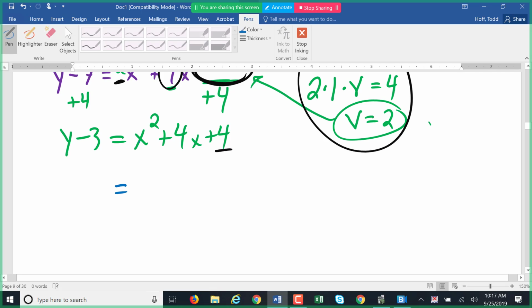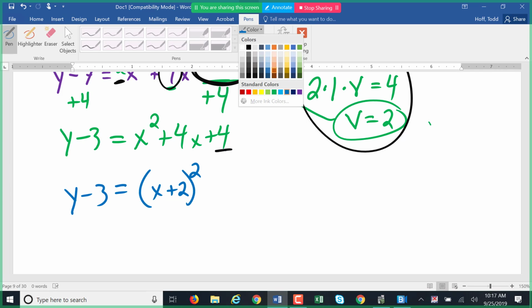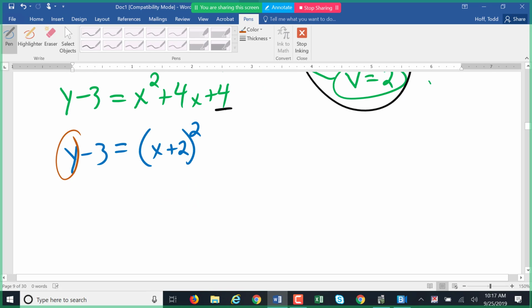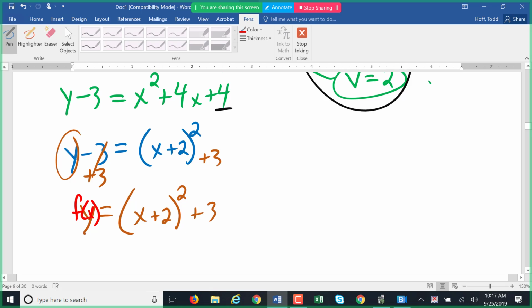So now we group this. x squared plus 4x plus 4, that's x plus 2 squared. We still have y minus 3 over here. Well, we have to get y by itself here, so we can put that back as f of x. So I'm going to add 3 to both sides. So y equals x plus 2 squared plus 3. Of course, we're going to replace y with f of x. So our vertex there is negative 2, 3.